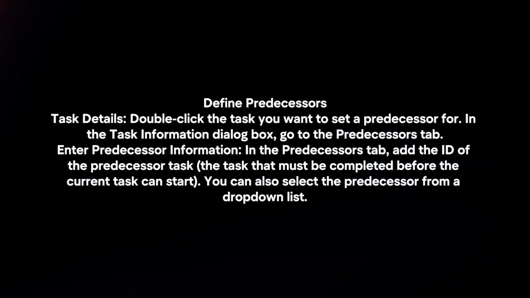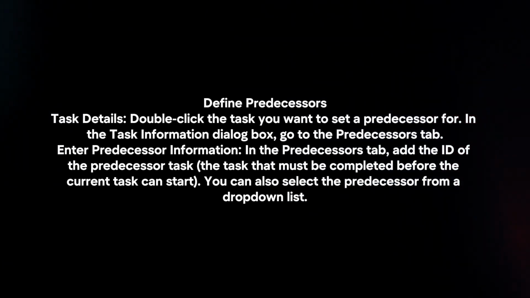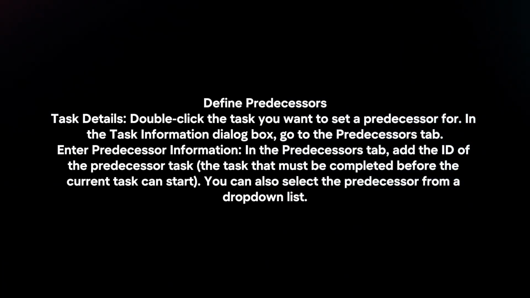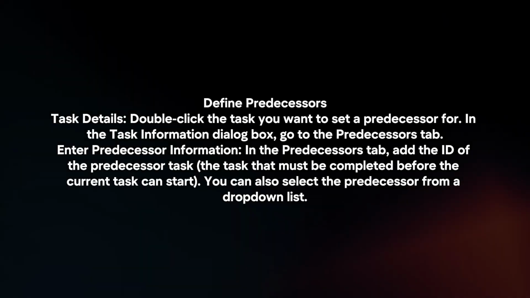In the Task Information dialog box, go to the Predecessors tab. Enter predecessor information. In the Predecessors tab, add the ID of the predecessor task. You can also select the predecessor from a drop-down list.